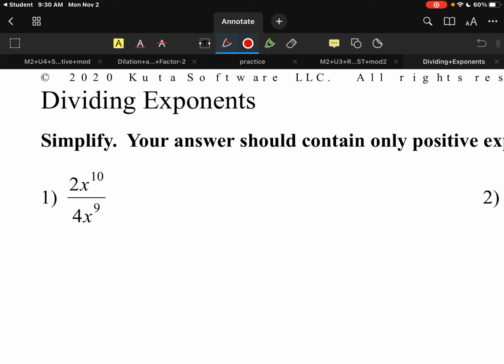When we divide exponents, you subtract them, okay? And I'm going to show you what that means. So, really, forget about the numbers right now. I want you to be comfortable with the exponent part.